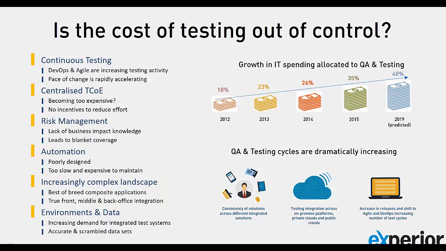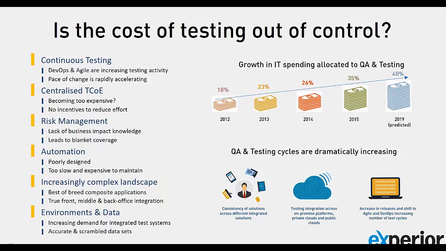But the amount of testing that is going on is going through the roof, so they're in this continuous testing cycle already, and then you have the challenges of DevOps and Agile, which is increasing that testing activity. Great for testers, but keeping control of your costs and making everything efficient is very difficult.